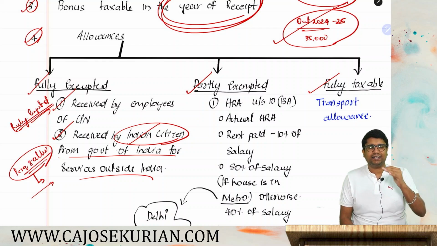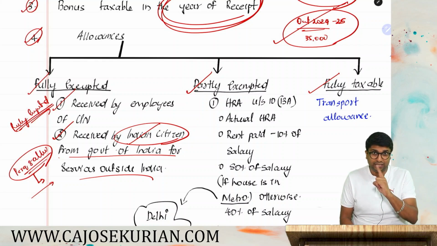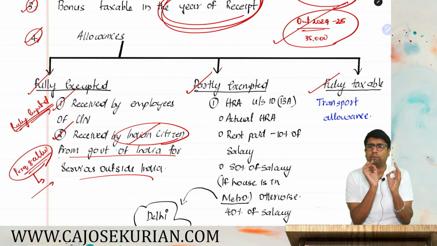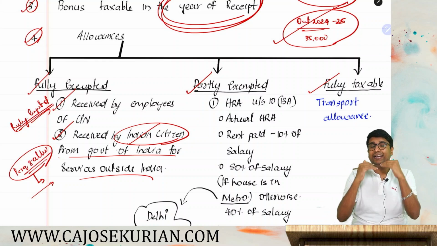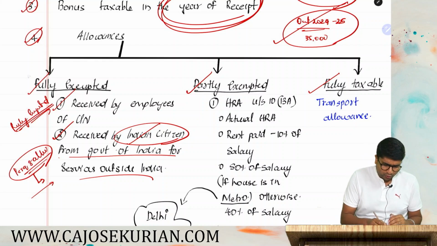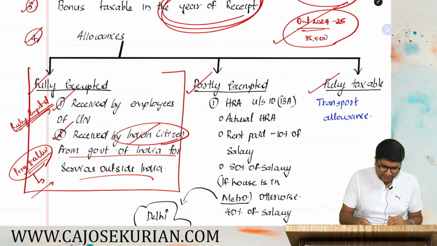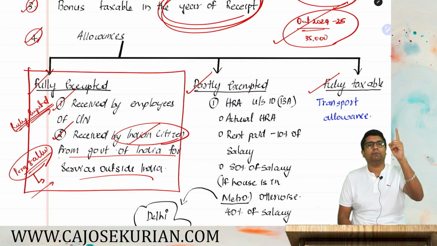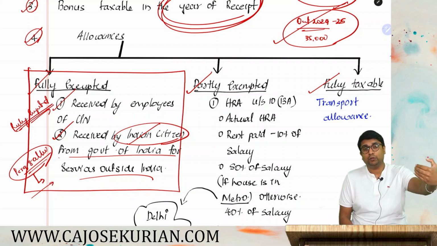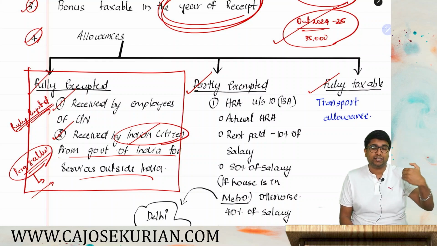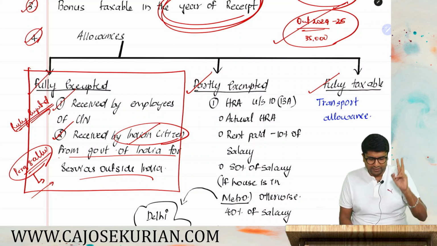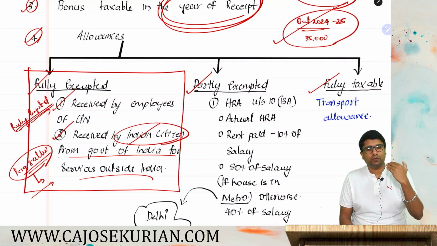But the basic salary, DA, etc. will be fully taxable. Only you can claim exemption for the perquisites as well as for the allowances. Hope you are getting my point. So we are quickly revising all the important frequently asked components in the head salary. So that is all about the fully exempted category that you should study. Two things. Number one, allowances received from the United Nations. If you are an employee working with the United Nations, you are receiving any allowances, fully exempted. Second one, if you are an Indian citizen working abroad and you are getting allowances and perquisites from the Government of India, fully exempted.